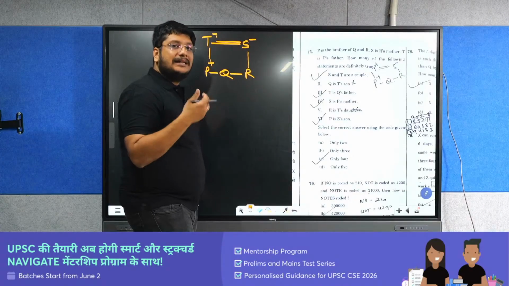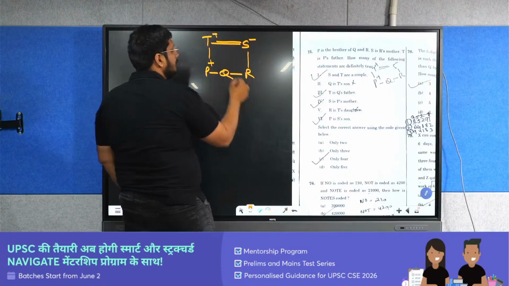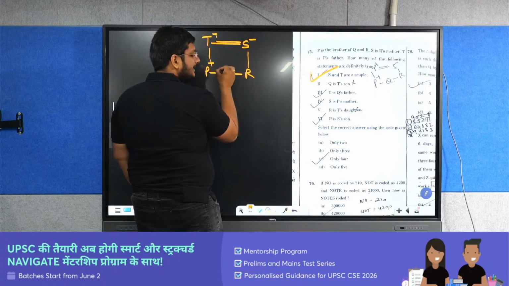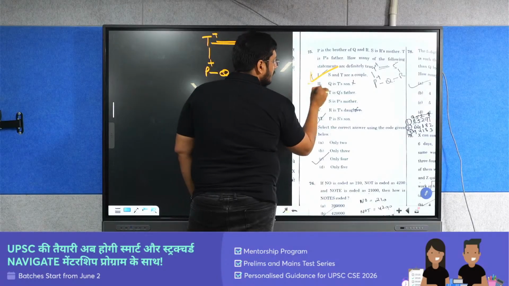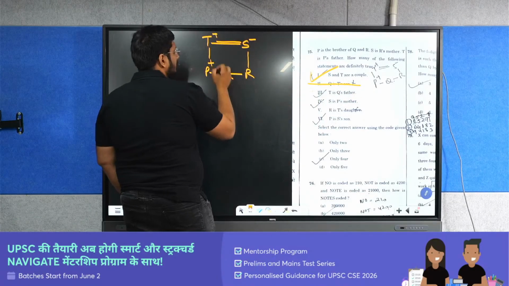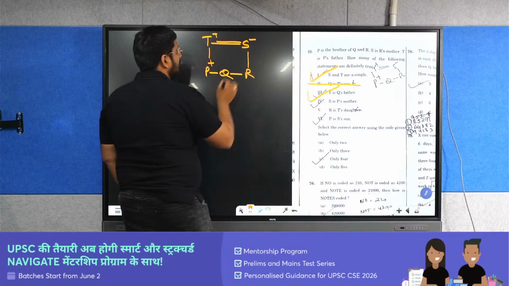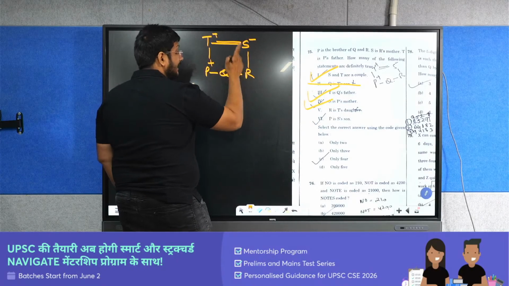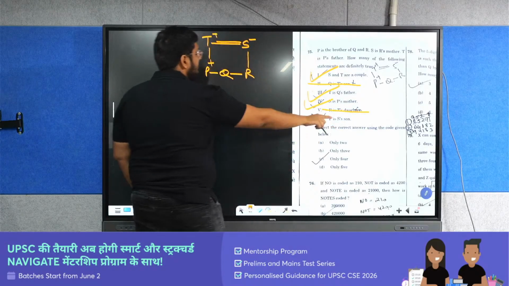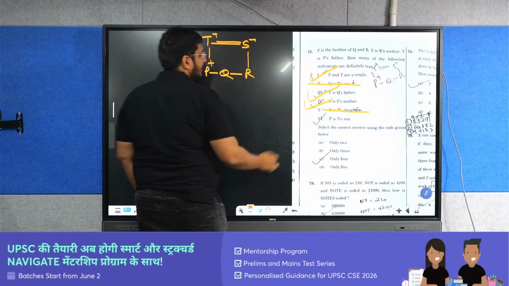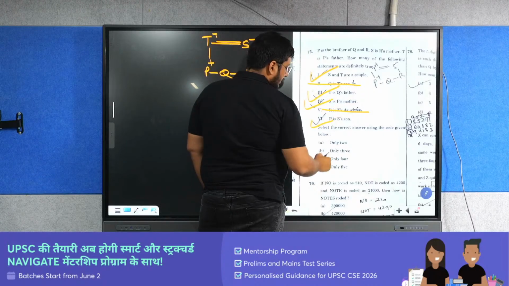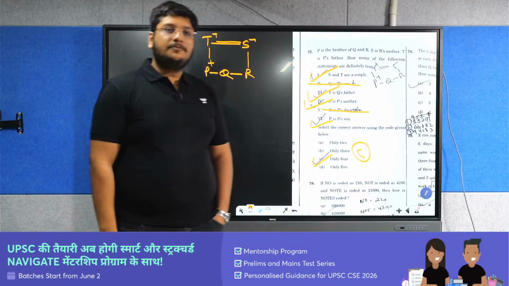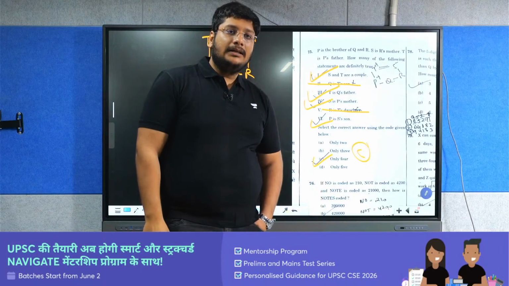How many statements are definitely true? S and T are couple? Yes. Q is T's son. I don't know the gender of Q at the moment, I cannot say this. T is Q's father. Correct. S is P's mother. Correct. R is T's daughter. I cannot say. Incorrect. P is S's son. Definitely correct. So 1, 2, 3, 4 are correct. Only 4, C. Correct answer, option C. Done?